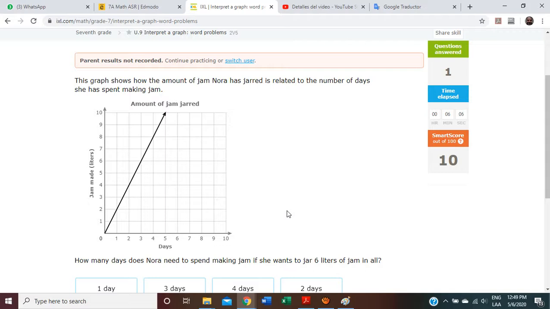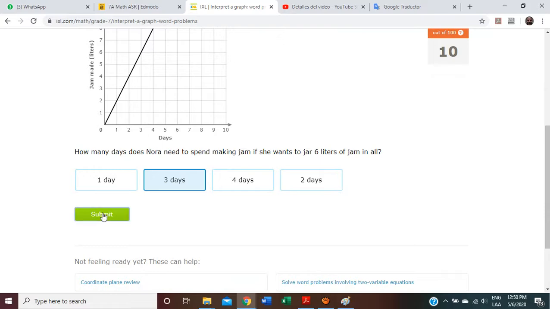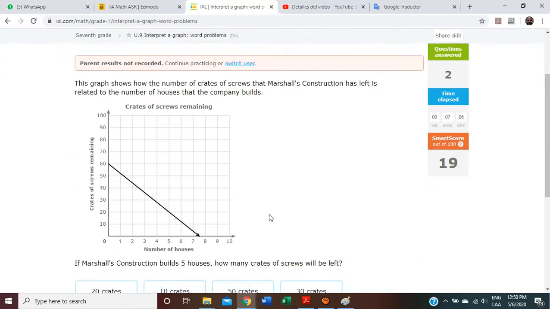This graph shows how the amount of jam Nora has jarred is related to the number of days she has spent making jam. So these are the days, from 1 to 10, and these are the jam made, represented as liters. So in 1 day she made 2 liters, in 2 days she made 4 liters, and so on. So how many days does Nora need to spend making jam if she wants to jar 6 liters? We find 6 liters right here, we follow the line until we find the arrow, and when we find this spot we go down, and now we know that we need 3 days to jar 6 liters. So the answer is 3 days. We submit the answer and let's continue to the next one.